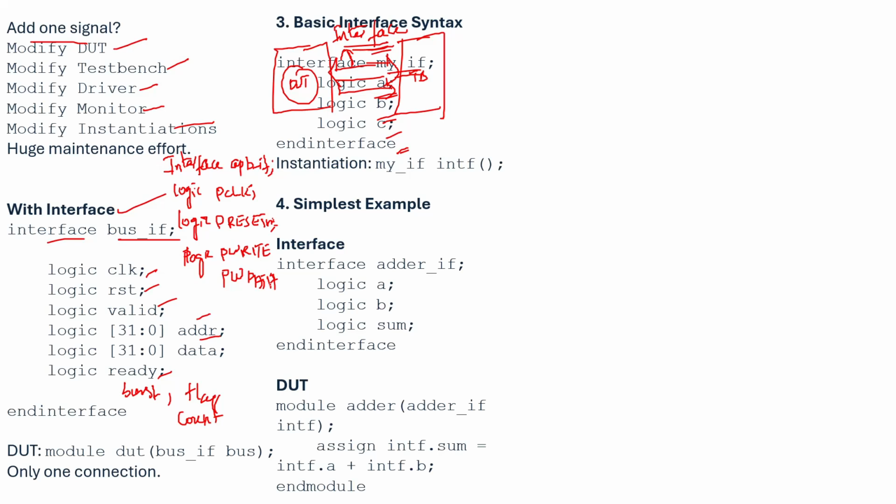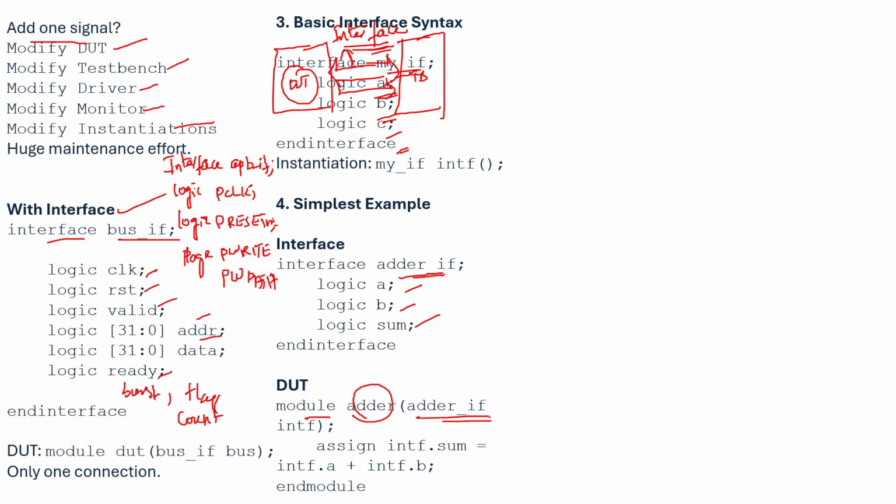Just pass the interface handle only. Same thing. So, a simple interface example: adder interface, I'm taking A, comma, B, comma, sum. Then DUT instantiation, how are we passing that? Module, module name, and inside that, the interface I'm passing. Adder interface is my interface name.